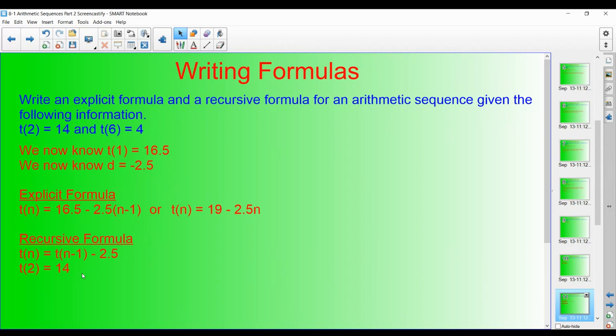Okay, now the recursive: to get from a step to the next step, we subtract 2.5, and then I got to give you some sort of information, some sort of initial condition. So term 2 is 14. I could tell you term 6 is 4. I could tell you term 1 is 16.5. As long as I give you at least one of the terms, and then the recursive formula, that's all I need to do. And I can pick any term I want.